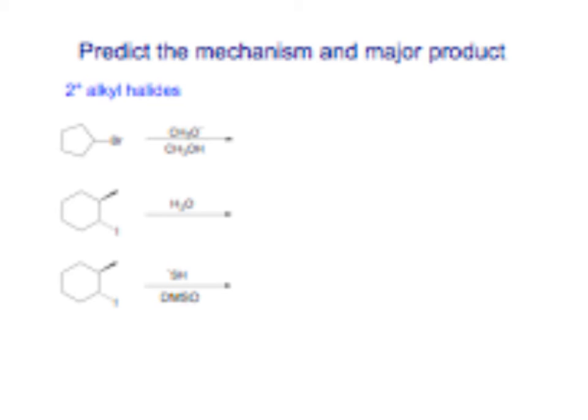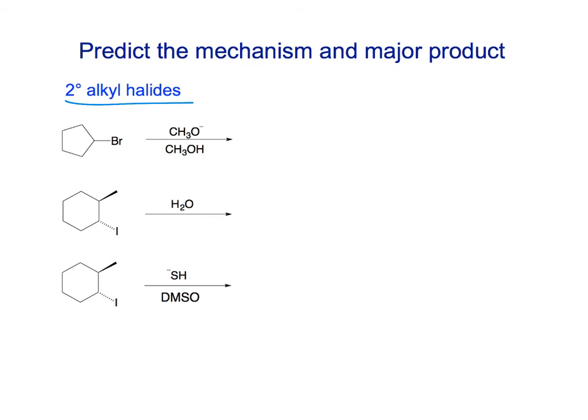Here are examples for secondary alkyl halides. Here we're using a strong, small nucleophile, strong base, and so this will tend to give us a mixture of SN2 and E2. Here's our substitution. So this is SN2 plus E2. And E2 would give us the alkene.